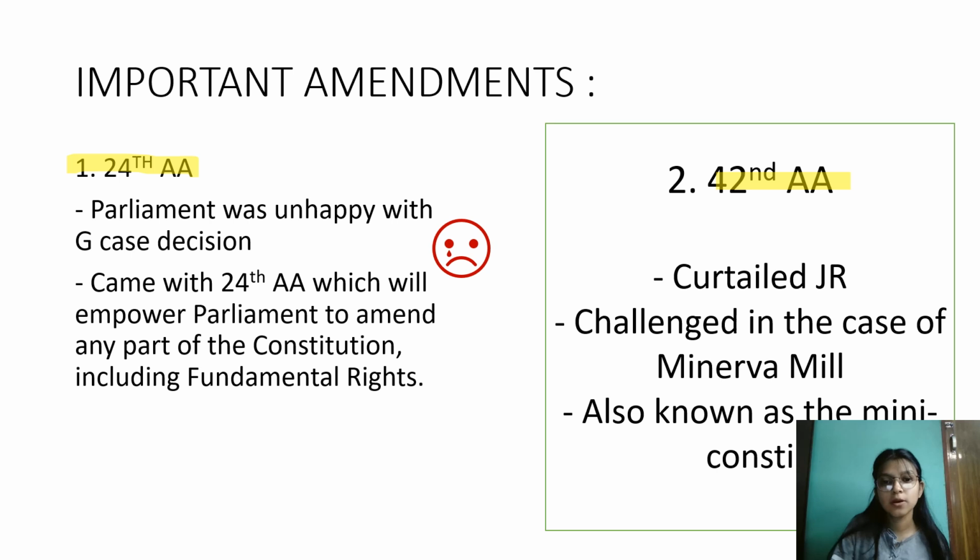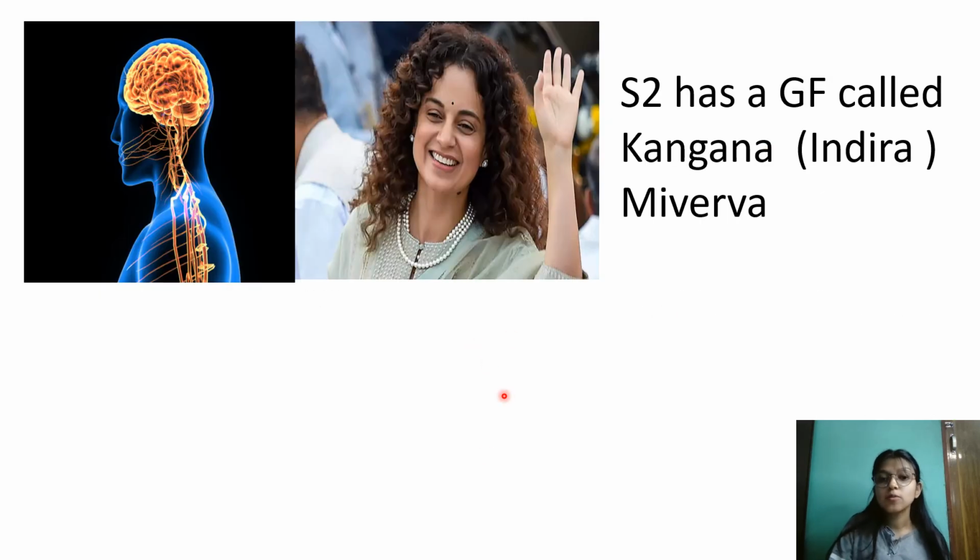basic structure theory. So let's talk about how we can link all the case laws in an easy manner. So here I have added two pictures and a statement. Astu has a girlfriend called Kangana, whose nickname is Indira and her title is Minerva. So how many cases have we talked about till now? 6 cases. So let's know who are these two people.